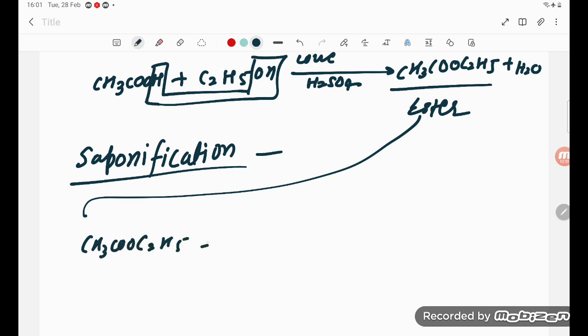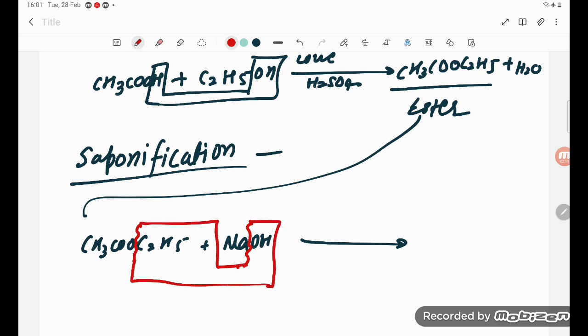CH3COOC2H5, and this is treated with NaOH. If you are treating with NaOH, what will happen, student? This molecule is going to break here, and you can see how the product is getting formed. It forms CH3COONa plus C2H5OH.